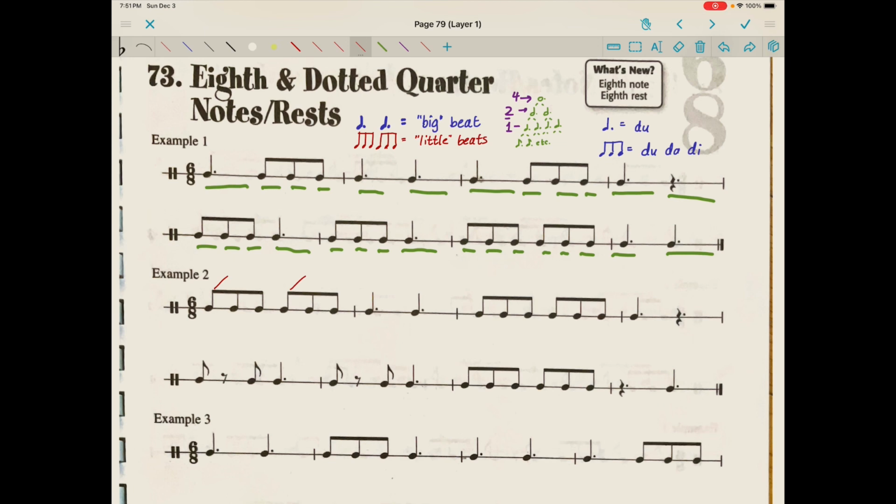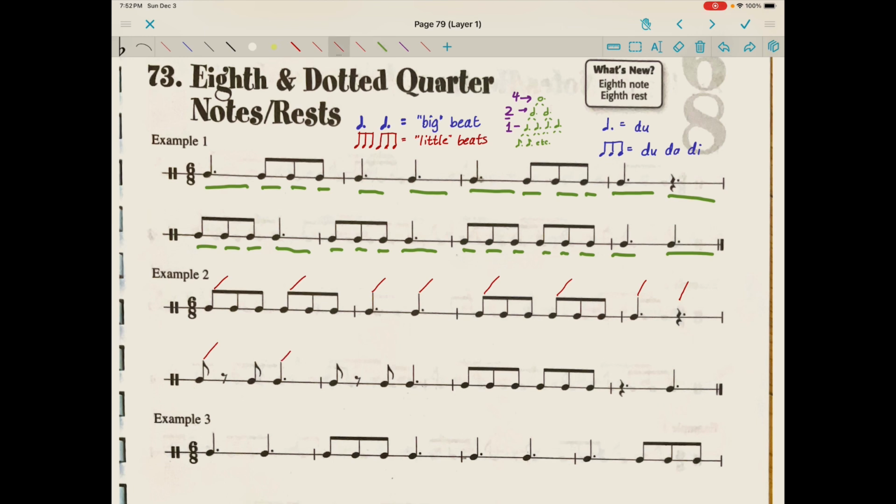Continuing on, we have our next do here. A dotted quarter note is our do beat. Here's our next do. 3 eighth notes make our next do. Another 3 eighth notes. Do for the dotted quarter note. 1 beat for the dotted quarter rest. Our next do will fall on this first eighth note. And remember that three eighth notes together are equivalent to our big dotted beat note.